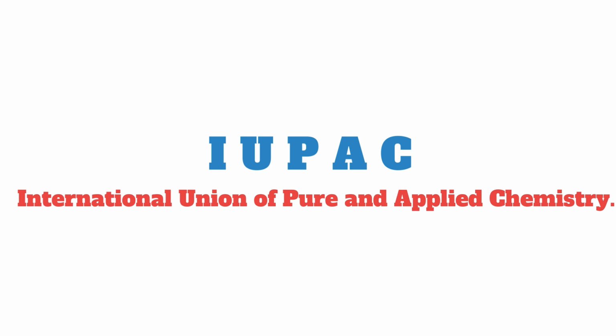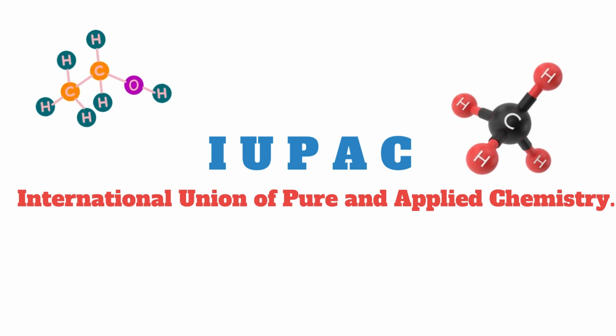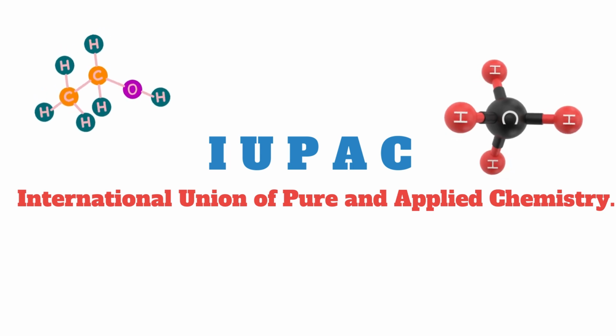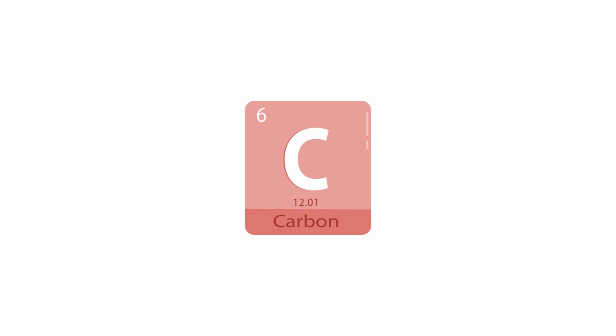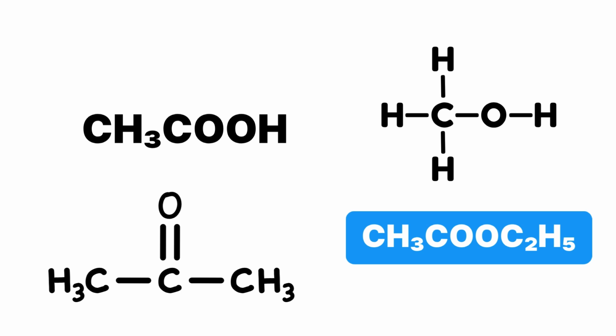IUPAC stands for the International Union of Pure and Applied Chemistry. It's an organization that sets the standard rules for naming organic compounds, ensuring consistency and clarity worldwide. Organic compounds primarily consist of carbon atoms bonded to hydrogen, oxygen, nitrogen, and other elements. The IUPAC name of an organic compound is based on its structure, the carbon chain, functional groups, and substituents.